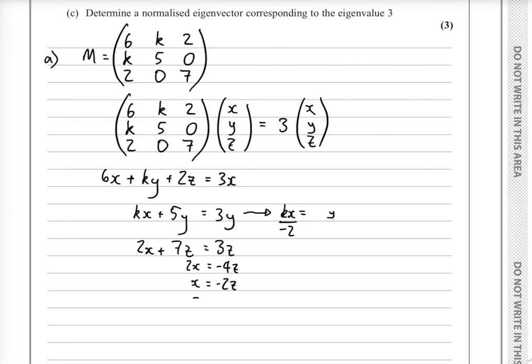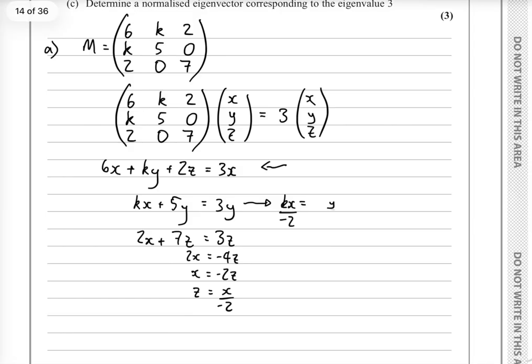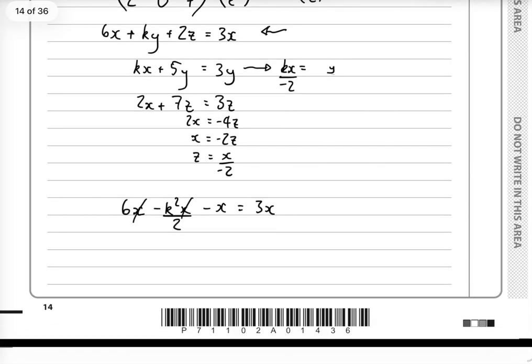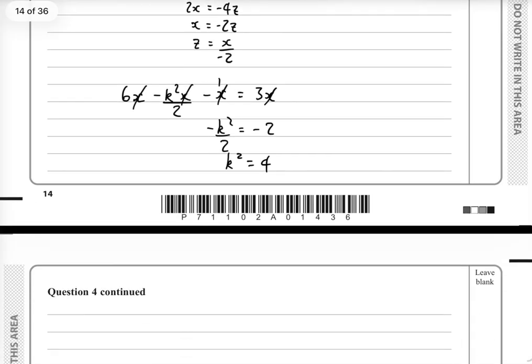Same down here, let's make z the subject, and then substitute these two expressions into this equation here and get just x's and k's. So 6x minus k squared x over 2 minus x equals 3x. You can see that the x's all cancel out nicely. Don't forget that's a 1 still. That gives us minus 2 minus k squared over 2. K squared equals 4, so k is equal to plus or minus 2.